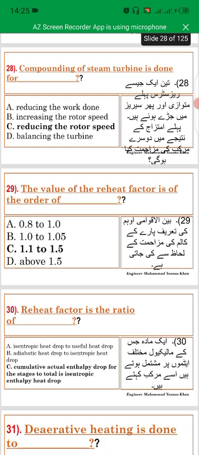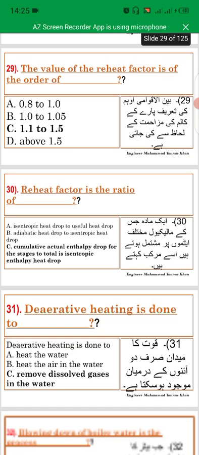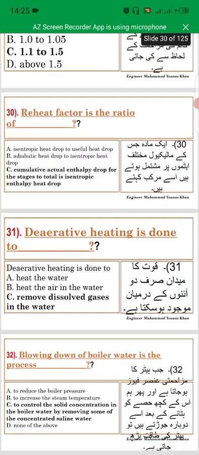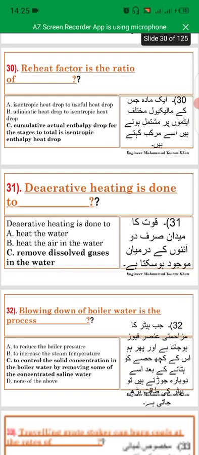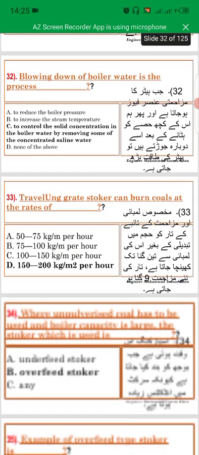Compounding of steam turbine is done for reducing the rotor speed. The value of the reheat factor is of the order of 1.1 to 1.5. Reheat factor is the ratio of cumulative actual enthalpy drop for the stage to total isentropic enthalpy drop. Direct heating is done to remove dissolved gases in the water.